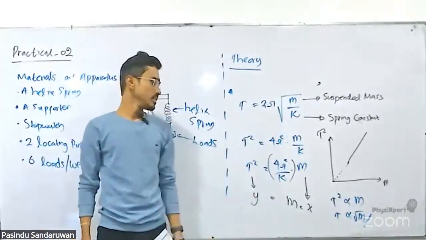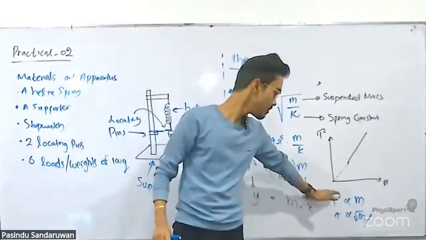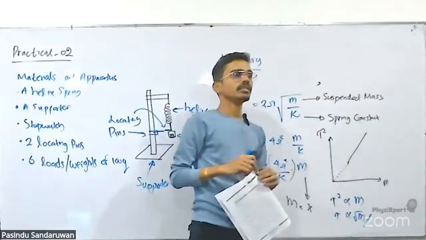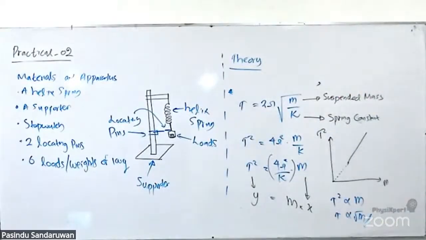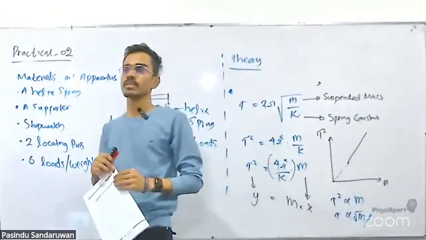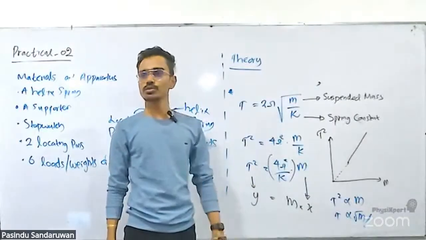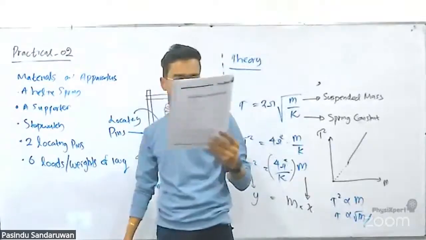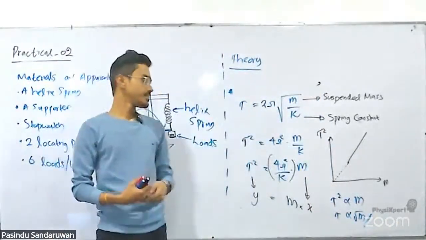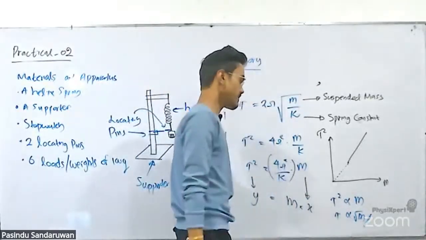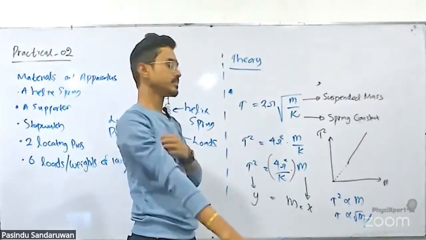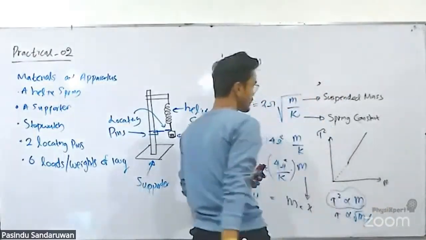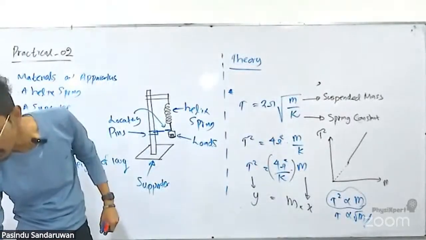Write down below: if the graph between T squared and m is a straight line that goes to the origin, the relationship T squared proportional to m can be verified.